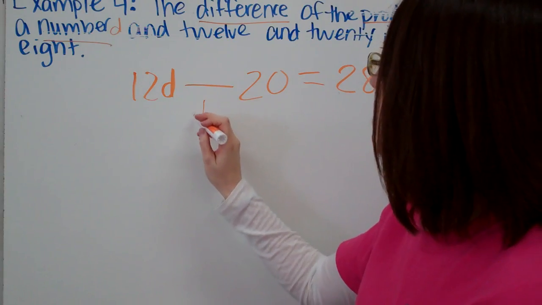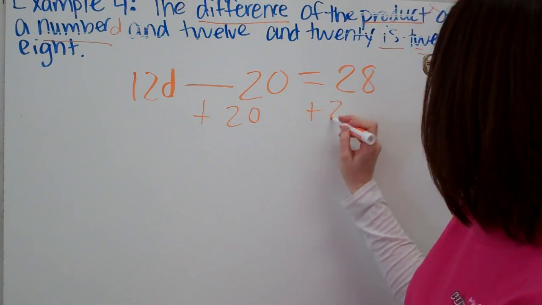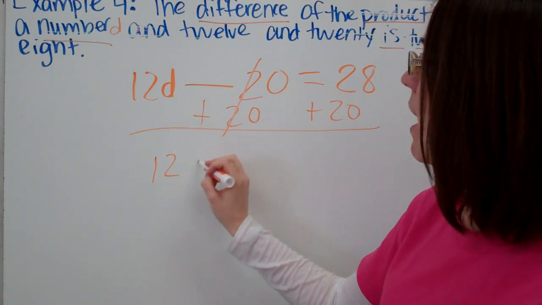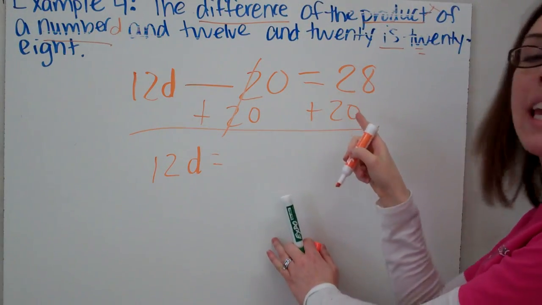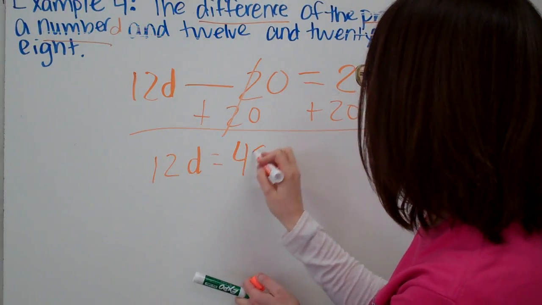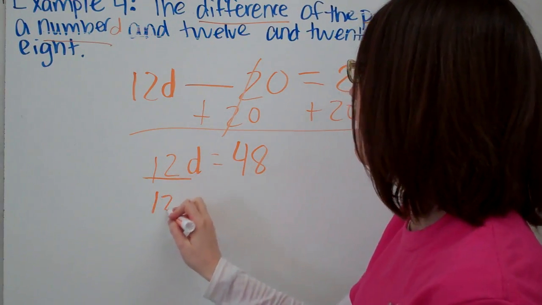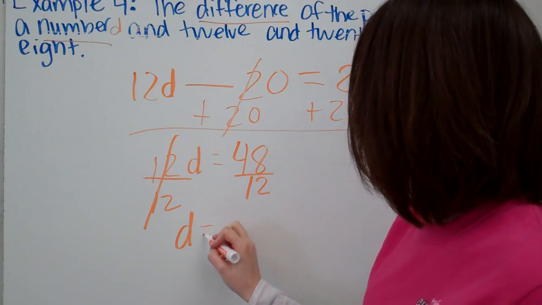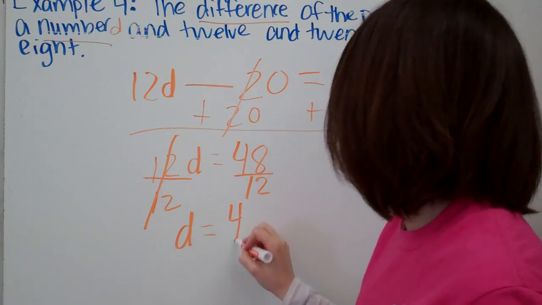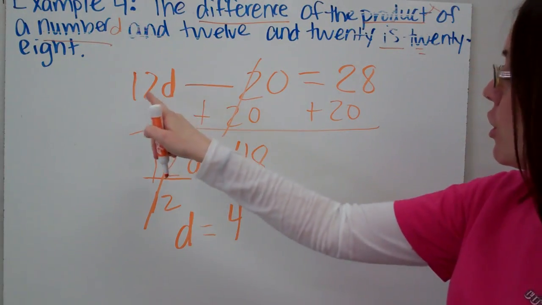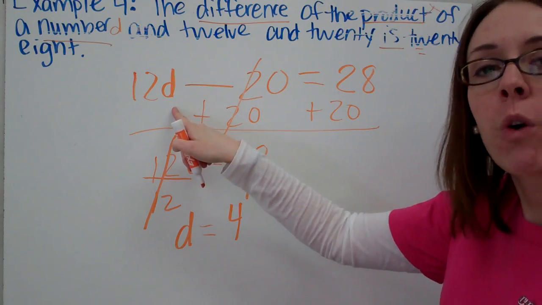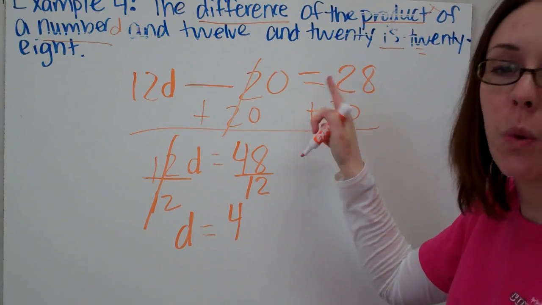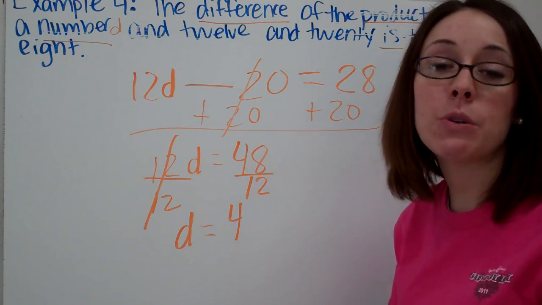Let's solve this two-step equation. Add 20 to both sides. Your 20s cancel. You're left with 12D equals 28 plus 20 is 48. Divide by 12. Your 12s cancel. You're left with D equals 4. Let's check ourselves. 12 times 4 is 48, and 48 minus 20 does give us 28. That is how we write two-step equations.